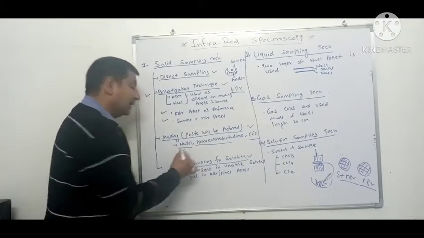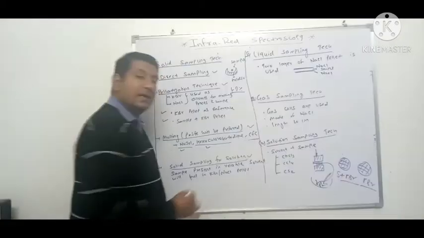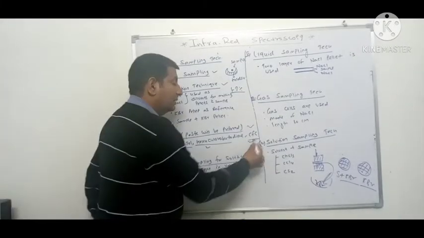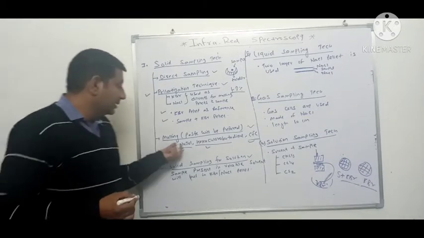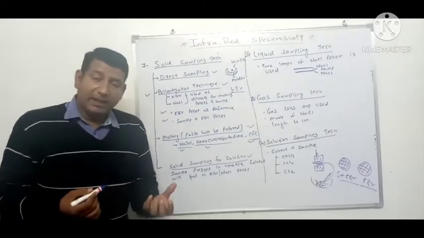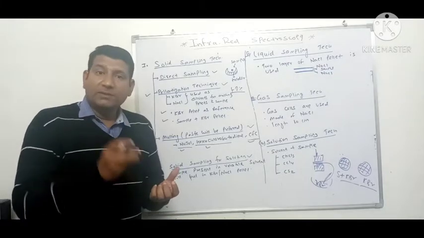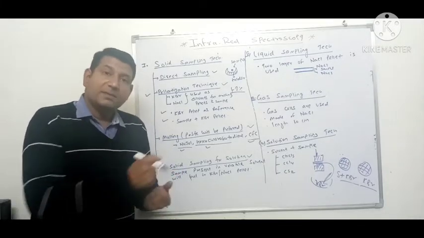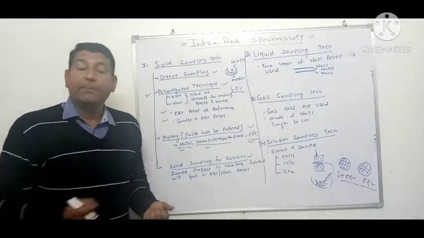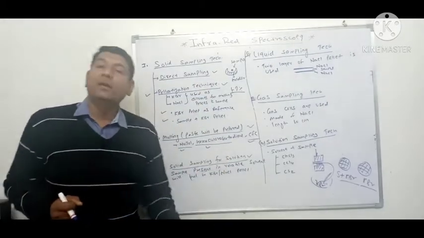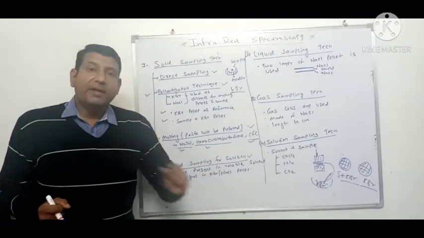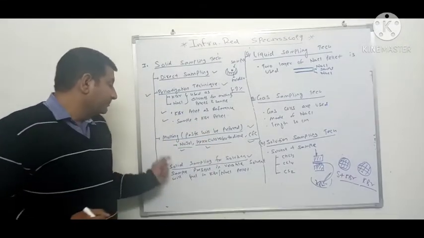So the mulling agents are Nujol, hexachlorobutadiene or CFC. In the mulling technique, the mulling agent is taken in a pestle and mortar. A small amount of the sample is taken and triturated well to form a very uniform paste, and this paste is inserted into our sample holder to get the analysis done.